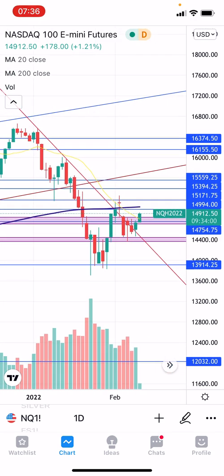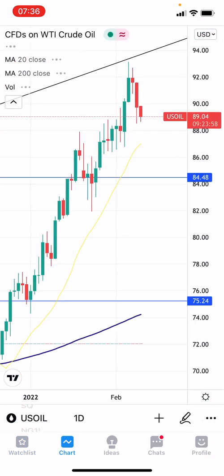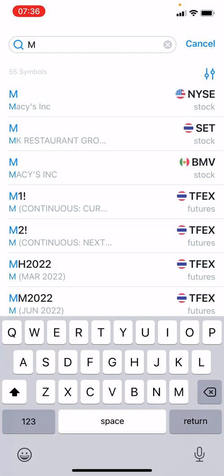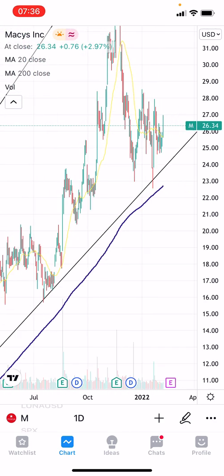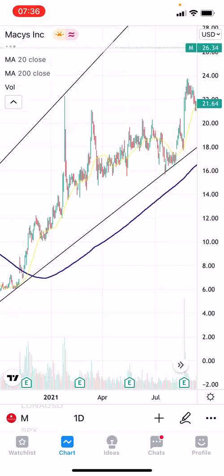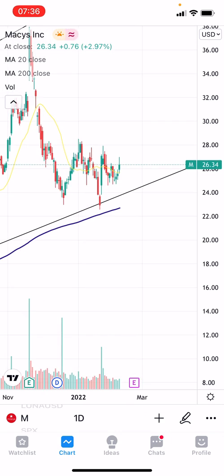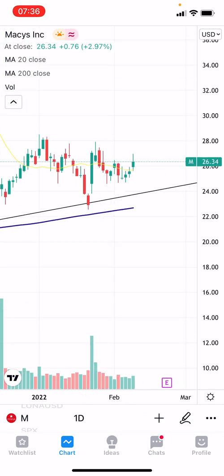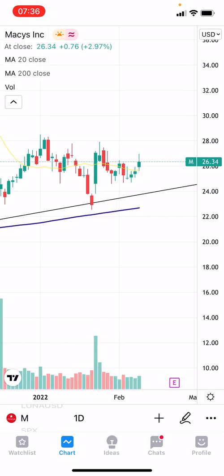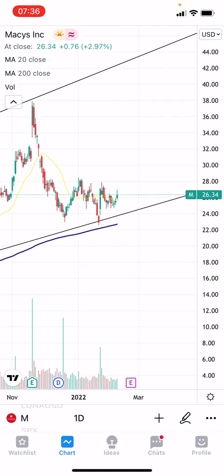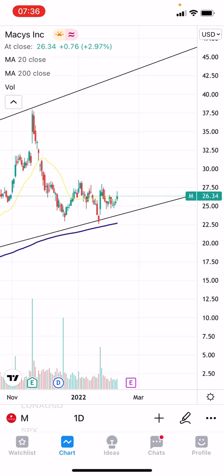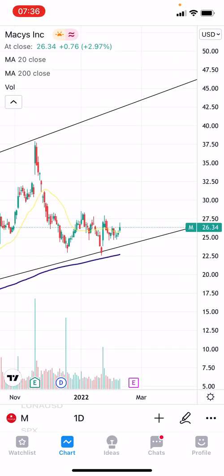Let's go to Macys again. This was only the 3rd time it tagged this trend line, right? So not super likely to break. Just another thing to take into consideration. Okay, but that's it for this review of trend lines, guys.